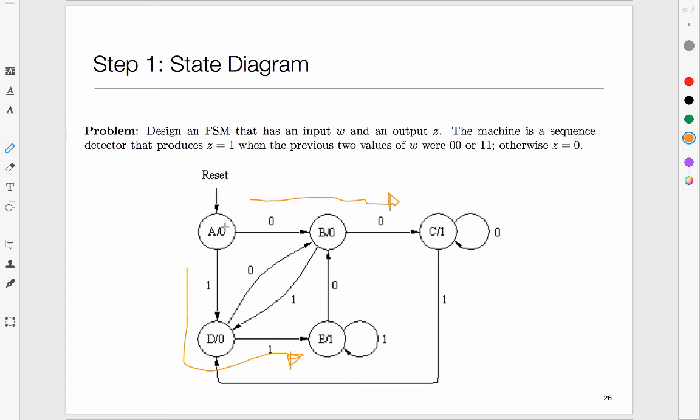Again, you can do one-hot coding, or you can do a more compact code. Now, how to go from the English language description to something like this, there's no recipe.